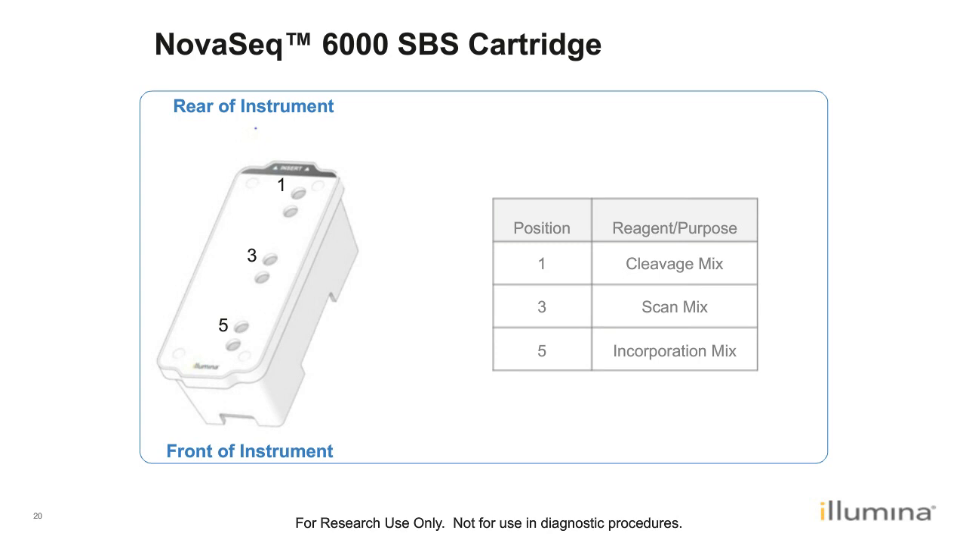The SBS cartridge contains the incorporation mix, scan mix, and cleavage mix in the listed positions. And just like the cluster cartridge, it also contains an extra well for each reagent to catch the wash buffer during the automatic post-run wash. Also, just like the cluster cartridge, it is keyed in such a way that it can only be loaded in one orientation. For the NovaSeq, another cool new feature is that the scan mix is now degassed on the instrument to help prevent bubbles during imaging.